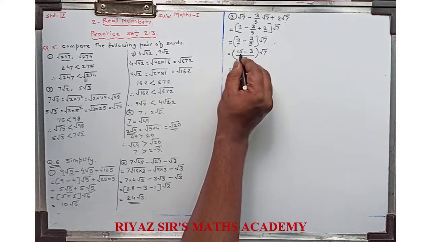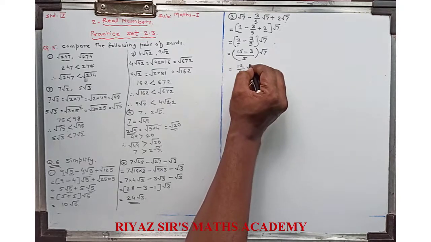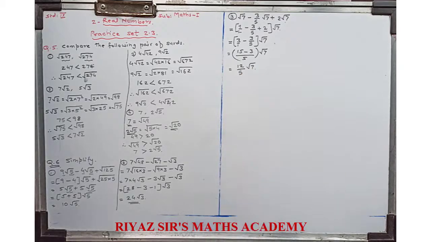So how much is it? 15 minus 3, that is 12 upon 5 into root 7. So that is the answer for the third example. Only one example is left, so that example you have to solve.